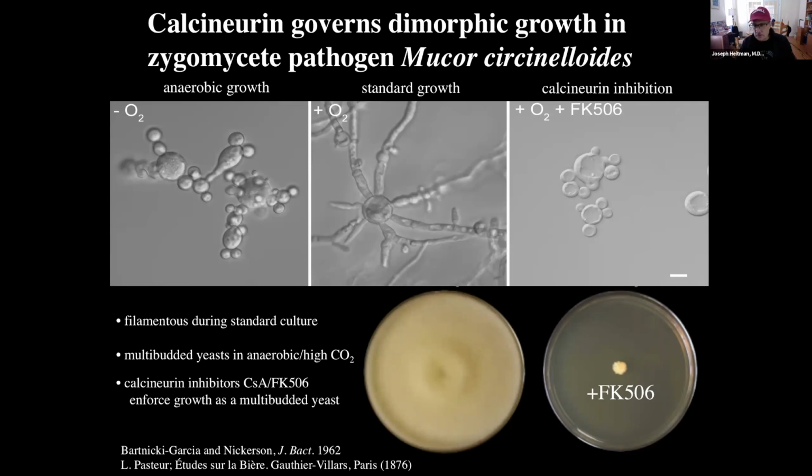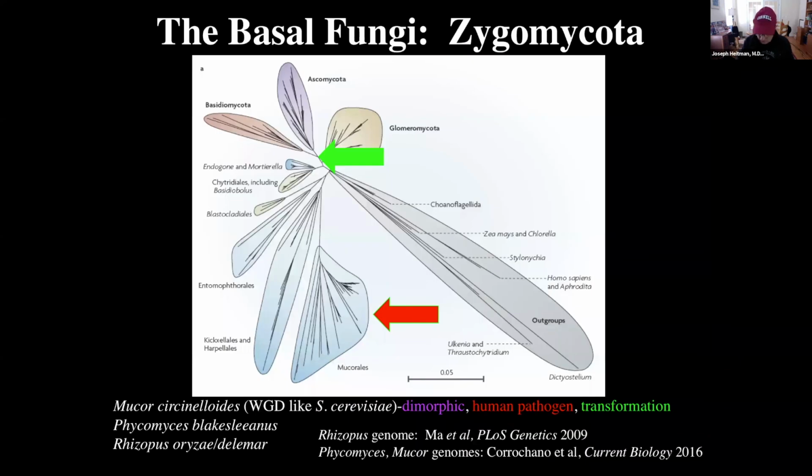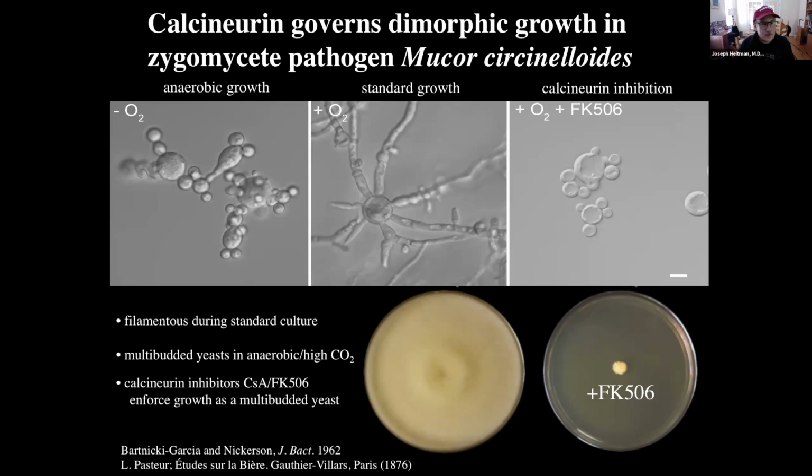It turns out that this had been discovered earlier, in fact, by Louis Pasteur in 1876, rediscovered in 1962 by Solomon Bartnicki Garcia, namely that if you grow Mucor under anaerobic conditions with a little bit of CO2, sorry, these slides keep changing. If you grow it with anaerobic conditions, you also see a multi-budded yeast. So the calcineurin inhibitors completely bypass this normal anaerobic condition that's required to lock the organism into the yeast phase.